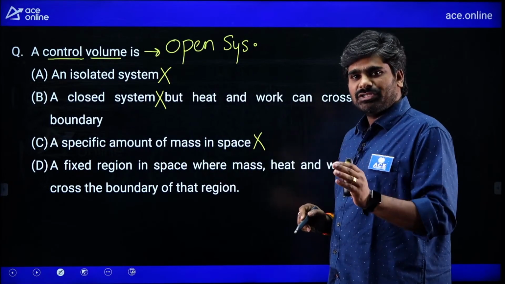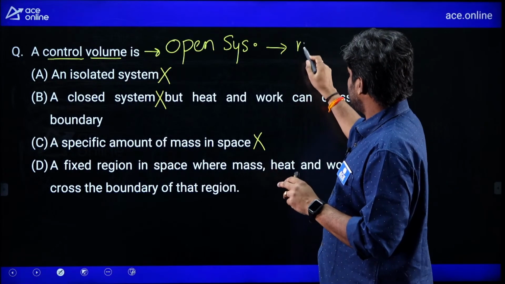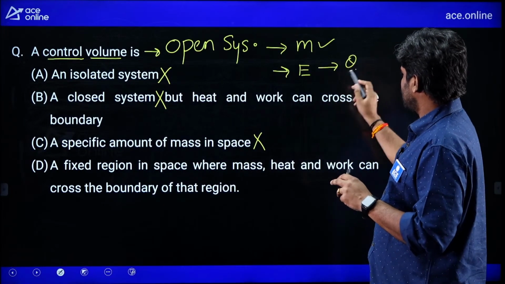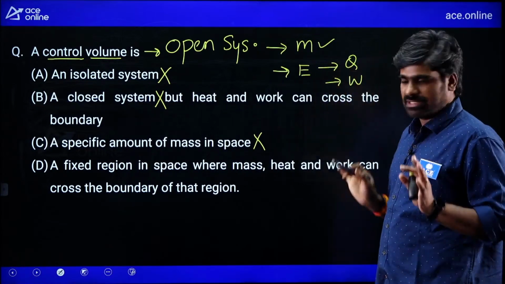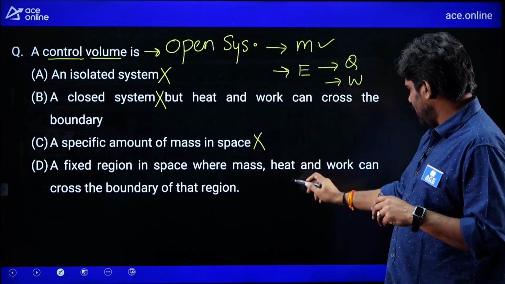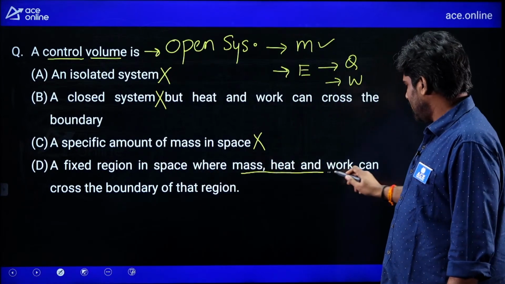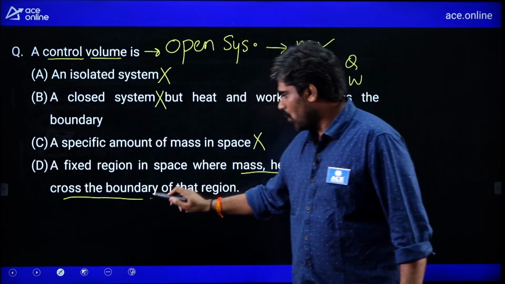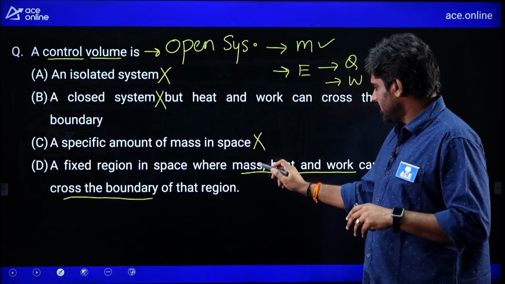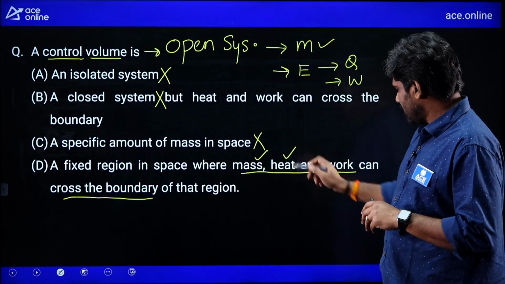An open system is a system in which mass transfer takes place and also energy transfer takes place. Energy transfer means there is heat transfer and also work transfer. Option D: a fixed region in space where mass, heat and work can cross the boundary of that region. Crossing the boundary means mass transfer takes place, yes, and heat transfer takes place, yes, because heat is a form of energy.